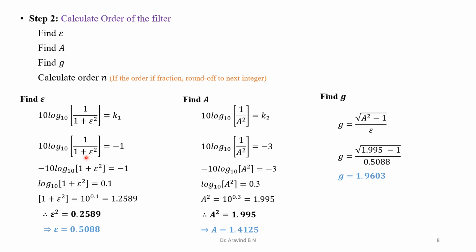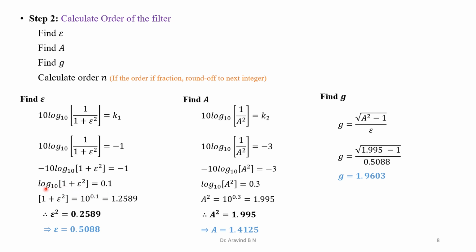Now take this 1 plus epsilon square to the numerator, then the power will become negative. By taking that power to the outside using the property of the logarithm, we obtain this expression: minus 10 log base 10 of 1 plus epsilon square is equal to minus 1. Take this minus 10 to the right hand side, a cross multiplication, then minus minus will cancel, 1 divided by 10 will be 0.1. So we are going to get this expression.